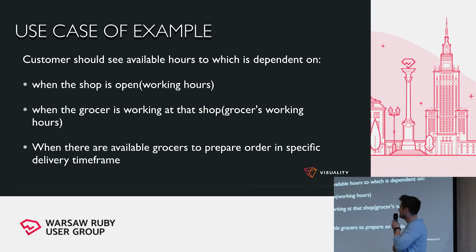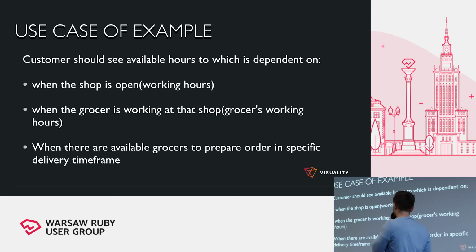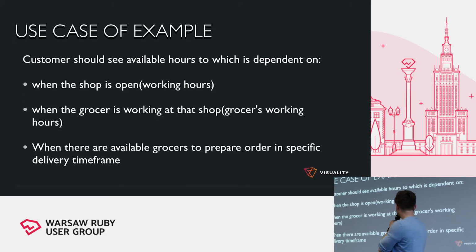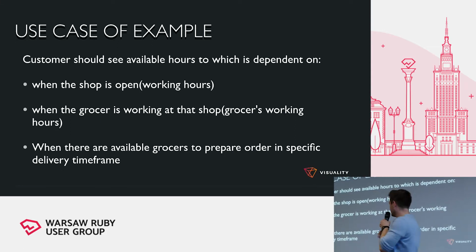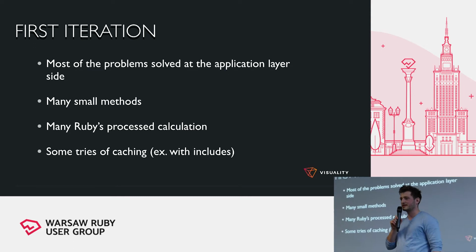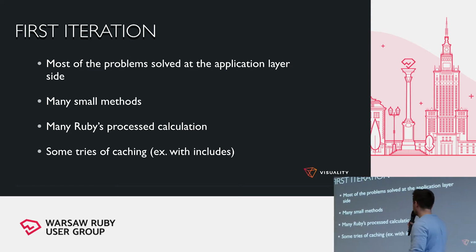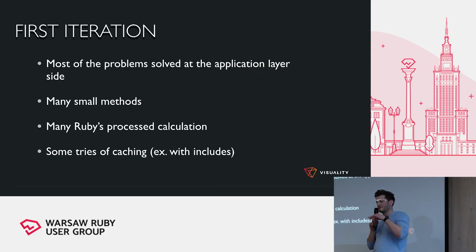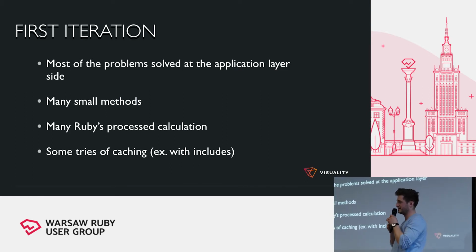The use case of this example is that the customer should see available hours, which depend on when the shop is open, when the grocer is working at the shop, the grocers' working hours, and when there are available grocers to prepare the order in a specific delivery time frame. So in the first iteration we just went the Rails way, so most of the problems were solved at the application layer side. Many small methods, many Ruby procedures, process calculations, and some tries of caching or something like that. But we kind of avoided more complicated queries, mostly going step by step, collecting data and processing it in Ruby.